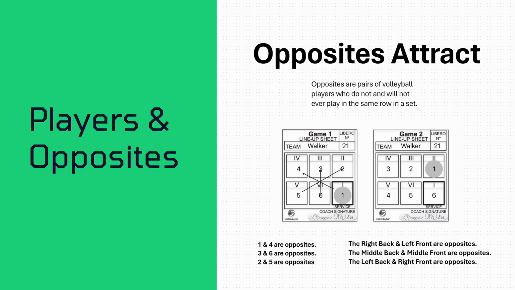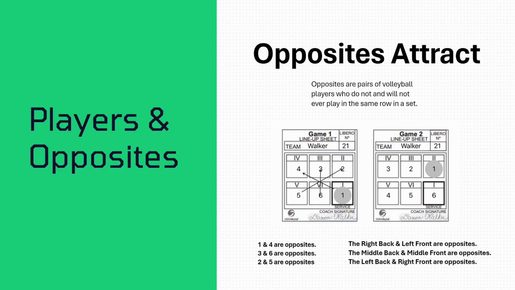We have gone over opposites in other training presentations, but let's do a quick review. Opposites are volleyball players who do not and will not ever play in the same row in a set. In this example, we have our starting lineup of players 1, 2, 3, 4, 5, and 6. We notice that our right back and our left front are opposites. For our Team Walker serving, that would be players 1 and 4. And of course, our right back would be our server.